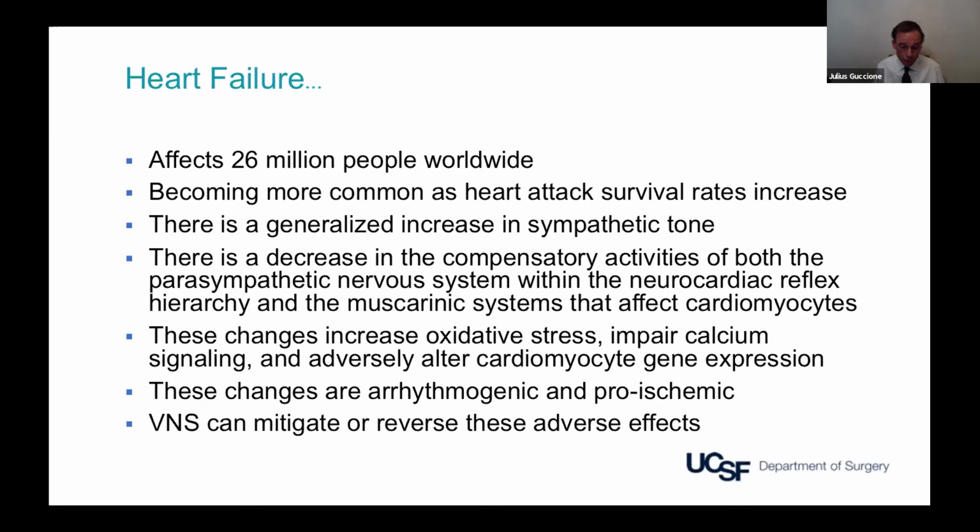And vagus nerve stimulation, abbreviated VNS, can mitigate or reverse these adverse effects, but it doesn't seem to be a cure on its own for heart failure with reduced ejection fraction. So that's why we're proposing a combined treatment of polymer injection to reduce dilation and vagus nerve stimulation to improve strength of contraction, or contractility.